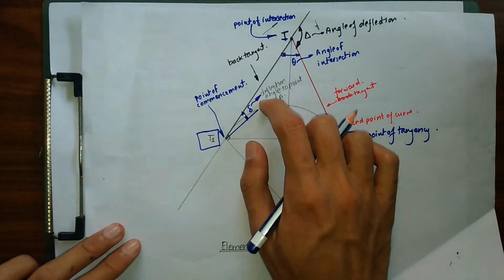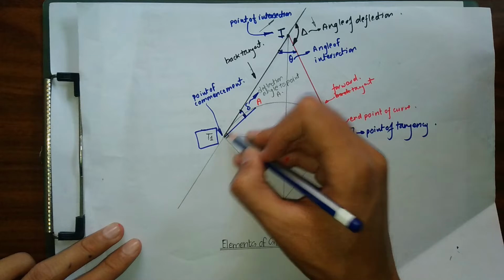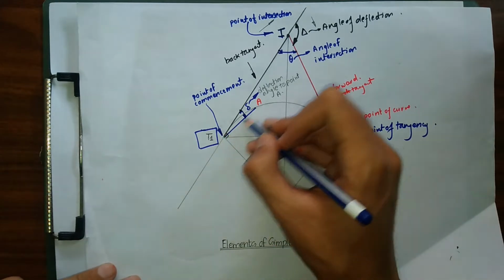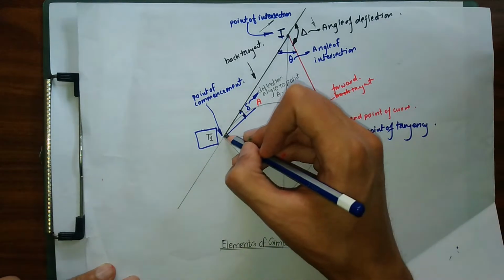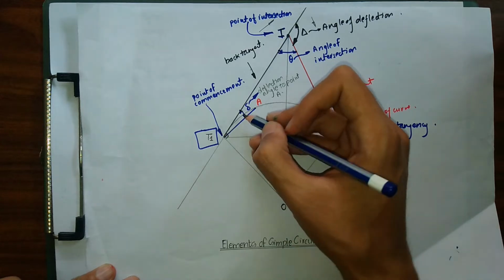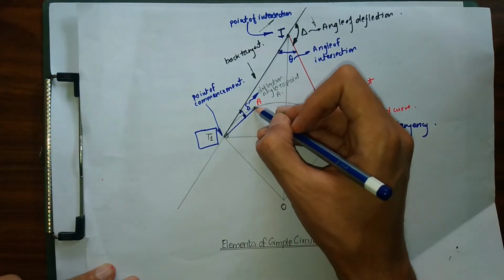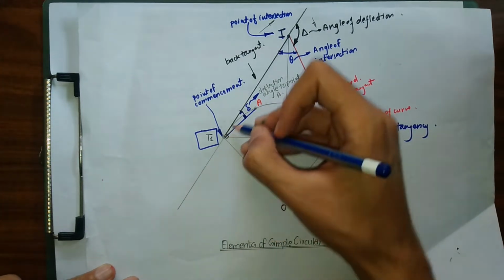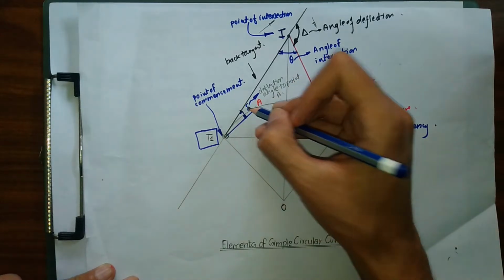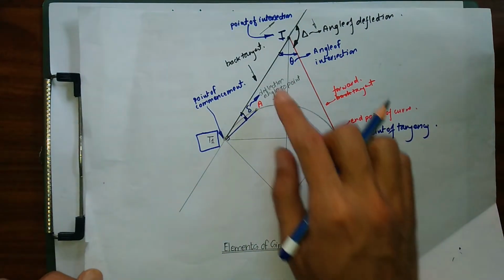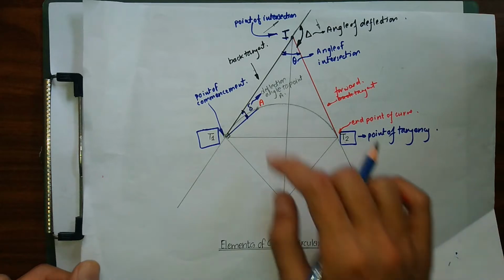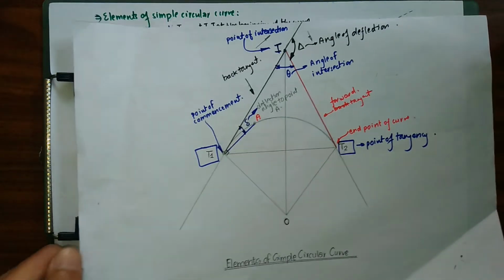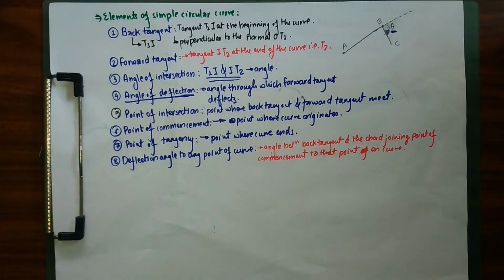So if I had to find the deflection angle of point A, I will simply join the point and the point of commencement, and the angle made by this chord with our back tangent, which is denoted by del, is simply our deflection angle. Hope you have understood the term deflection angle. If you still have any queries, you can comment down below.